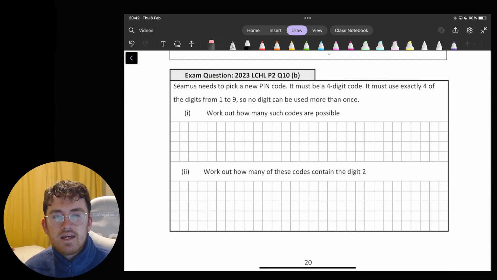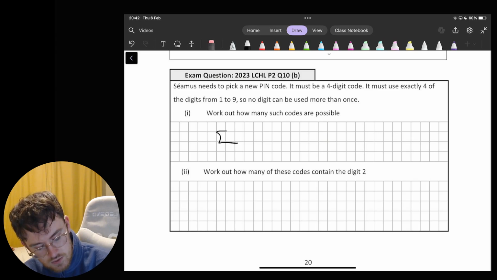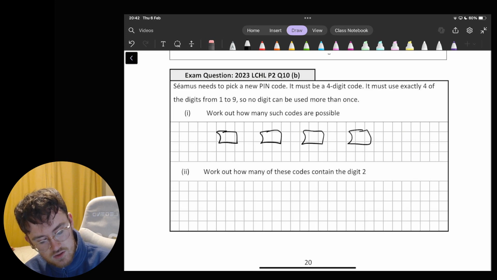So Seamus needs to pick a new PIN code. It must be a 4-digit code. It must use exactly 4 of the digits from 1 to 9, so no digit can be used more than once. Work out how many such codes are possible. So Seamus's PIN code has 4 digits, so we'll lay them out here. These are our 4 digits. We've 9 options for the first one, then 8, then 7, then 6.